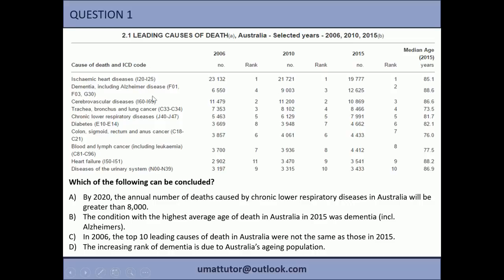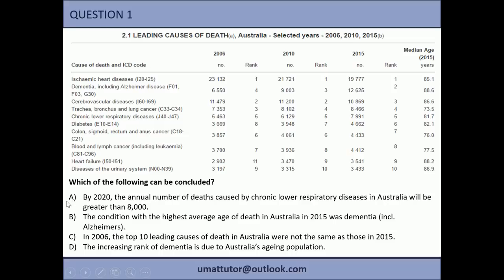So really, the conditions here and the order they're put in is based on the 2015 columns, and the other two you can see are a bit jumbled up because obviously the conditions were in a different order in that particular year. The only other column of interest is this final one, which is showing the median age of death from each of the conditions. We can be sure it's in 2015. So for each of the 10 conditions, this is the median age of death from that condition in 2015.